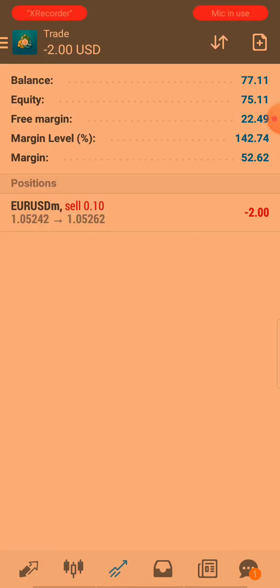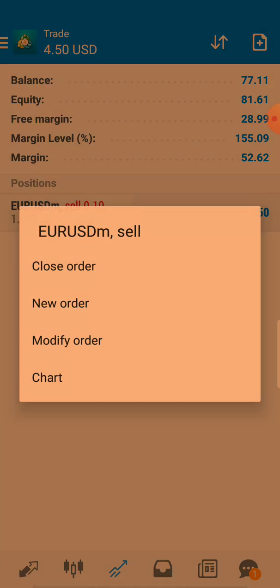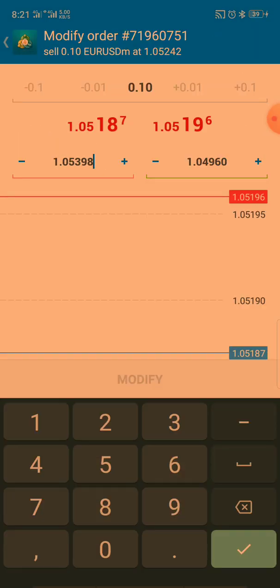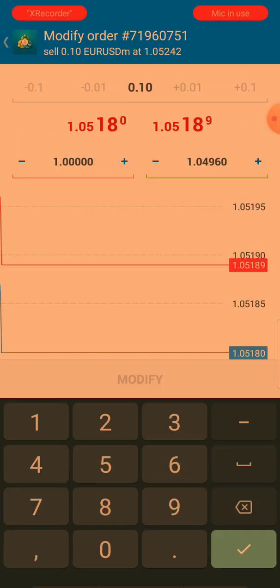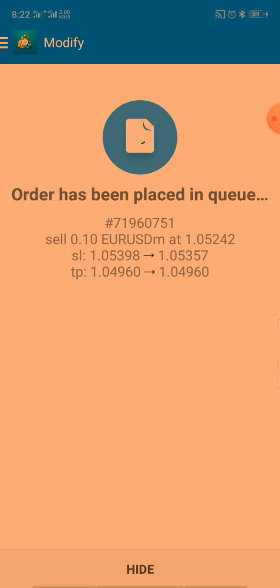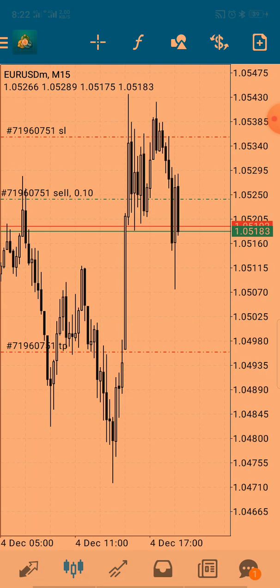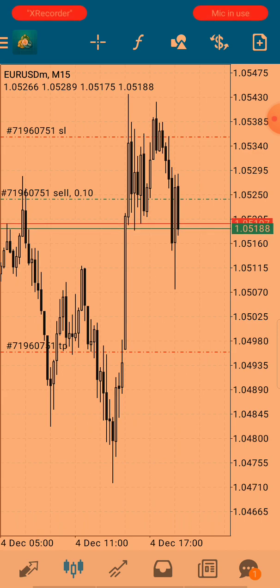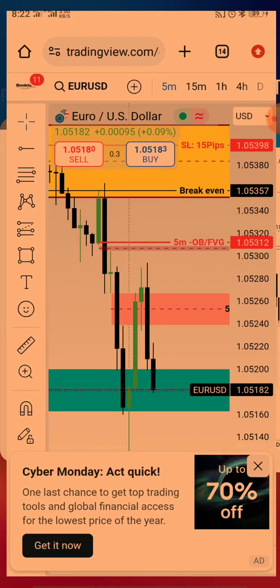Let me put it here. I'm adjusting my stop loss now. 1.05350. No, 1.05357. Right? Yeah, that's it. So now you can see I've adjusted it. There's something I'm still looking to see here.